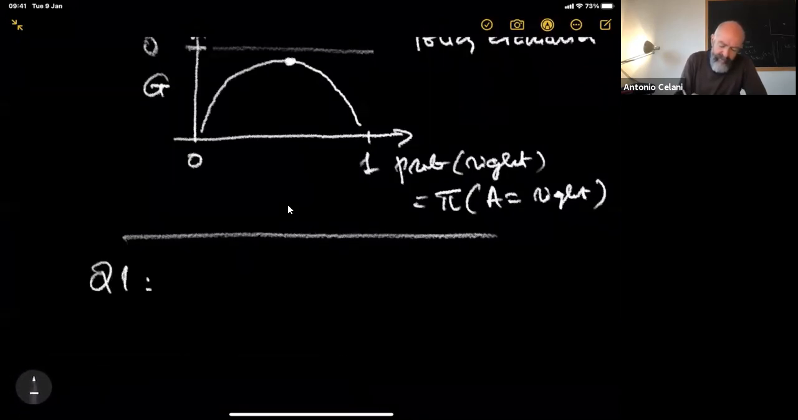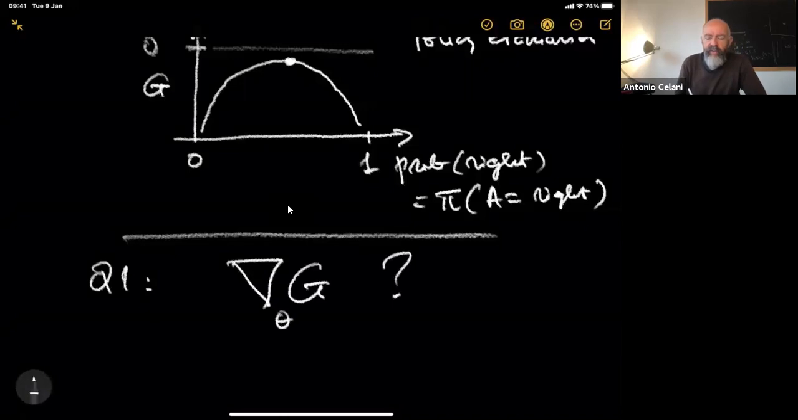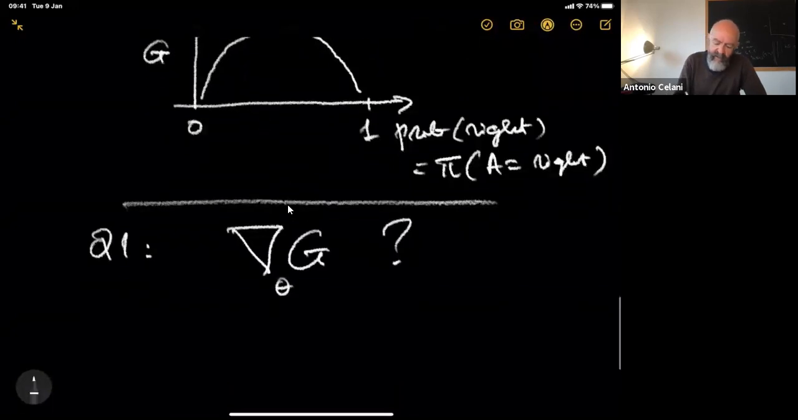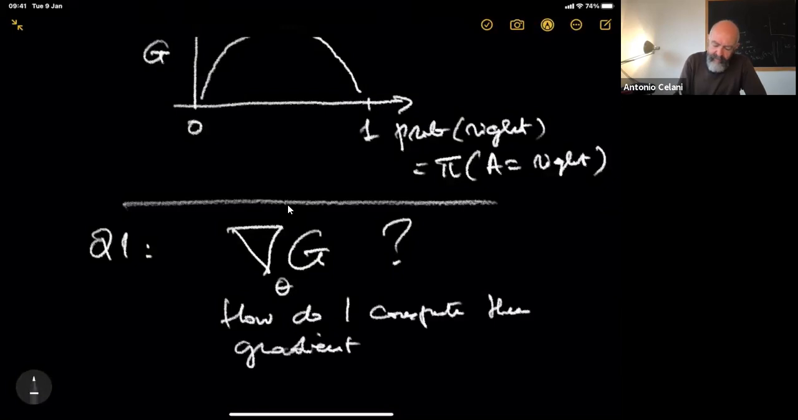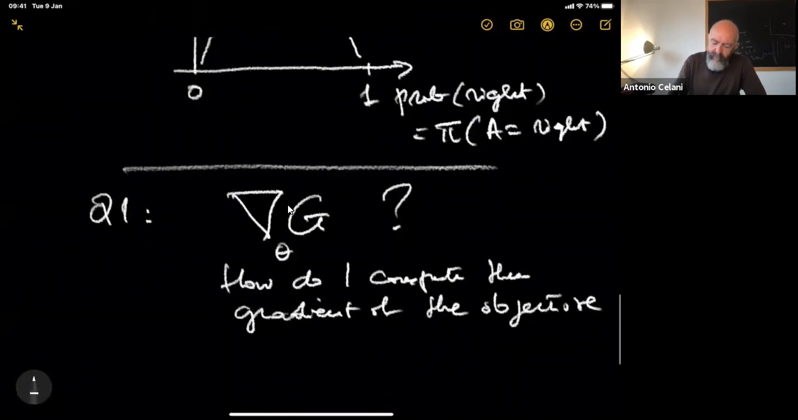Question 1: how do I compute the gradient of my goal? Is there a compact expression that allows me to derive this? So how do I compute the gradient of the objective with respect to the policy parameter?